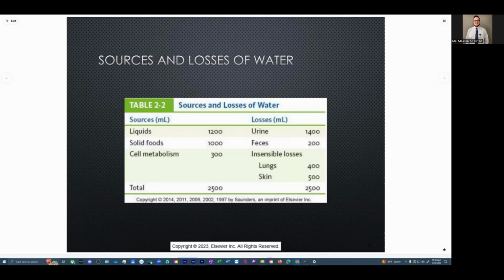So again, this is just a chart that's in your book. It's breaking down the sources of water. This chart is saying 2,500 milliliters in, 2,500 out. Most of that is going to be liquids we drink and the foods we eat. Fruits and vegetables, especially fruits, are high in water, just like us. Cellular metabolism makes some, and then urine, feces, and things we don't notice, like our lungs and skin, we lose a decent amount.